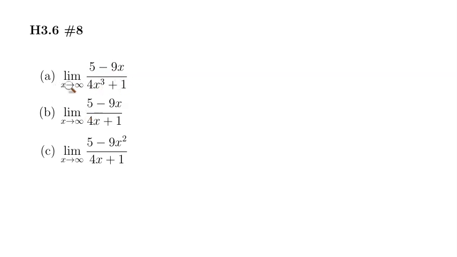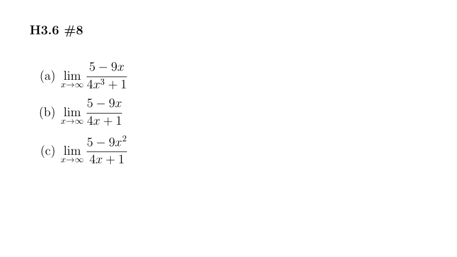As x goes to infinity, you can see that the numerator goes to negative infinity and the denominator goes to positive infinity. So you basically have an infinity over infinity situation. So we have to do some work, right? What I'm going to do is look for the highest power in the denominator. You see that there's x cubed here. So I'm going to divide the top and bottom by x cubed.